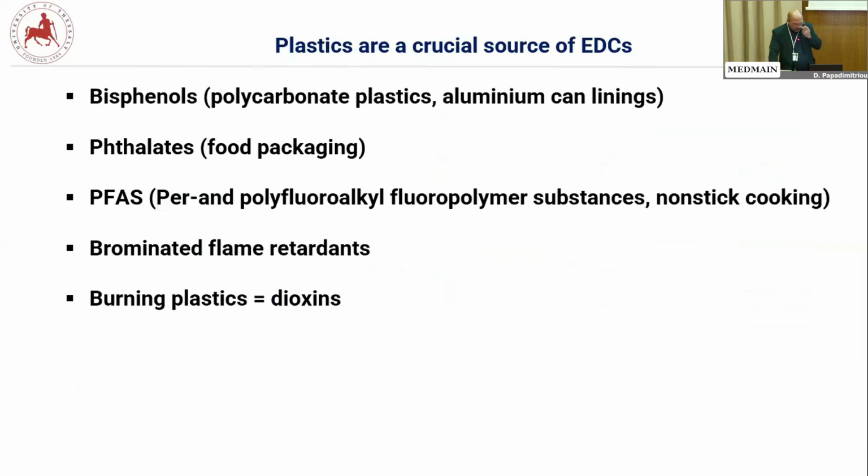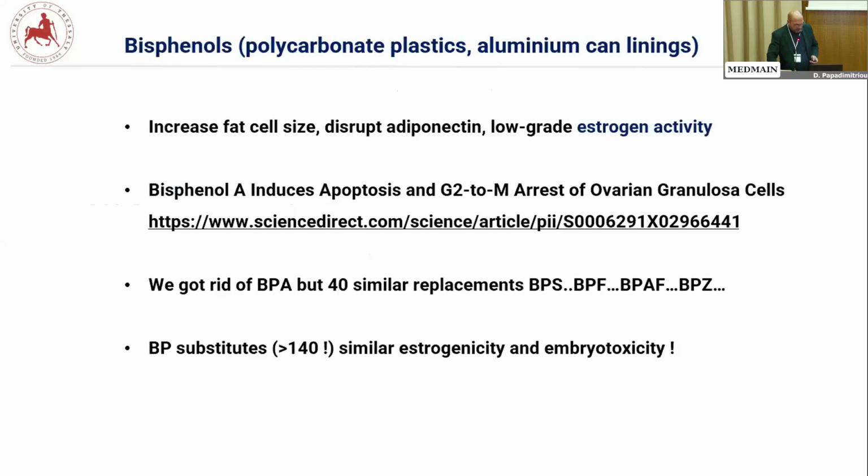So plastics are a crucial source of disease, and we have 5 major categories. Bisphenols, we remember all bisphenol A, phthalates, used in food packaging, PFAS, used in non-stick cooking material, brominated flame retardants, and of course, burning plastics. So bisphenols, what do they do? They increase fat cell size, disrupt adiponectin, and they have a low-grade estrogenic activity. Bisphenol A induces apoptosis of ovarian granulosa cells, and that's why it disrupts so much the reproductive system. We may have gotten rid of BPA, but 40 similar replacements, BPS, BPF, BPAF, BPZ, are used right now, and BP substitutes are more than 140 with similar estrogenicity and embryotoxicity.